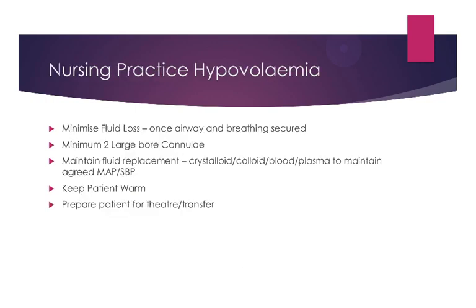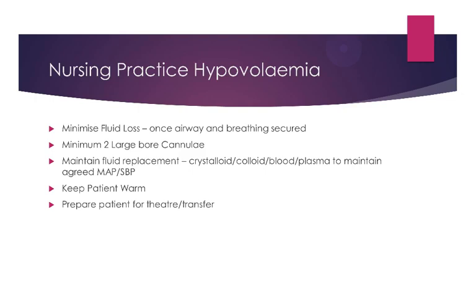So if we have a patient with hypovolemic shock, we need to stop the fluid loss. Obviously we need to secure the airway and breathing first, but we do need to stop that fluid loss. So if someone's bleeding, we need to apply pressure to the wound. Then we need to think about getting access. We need 2 large bore IV cannulas, and we need to start replacing the fluid that's been lost.